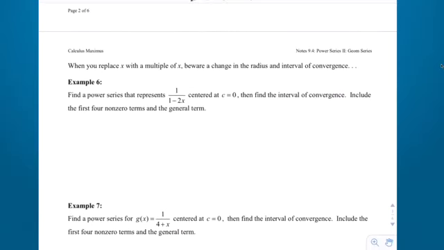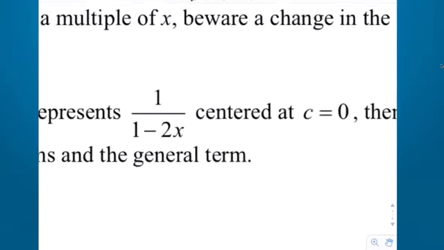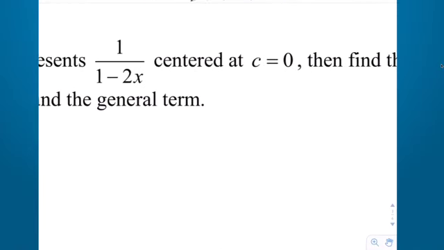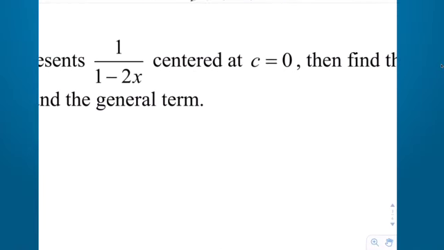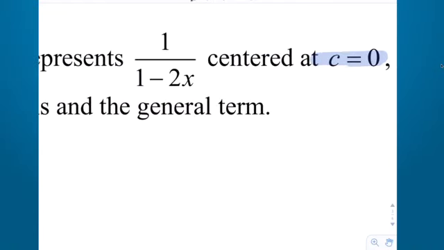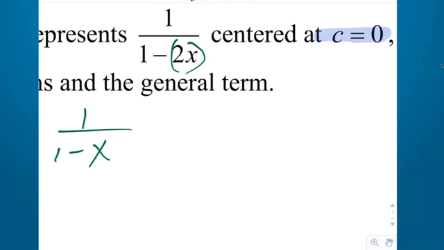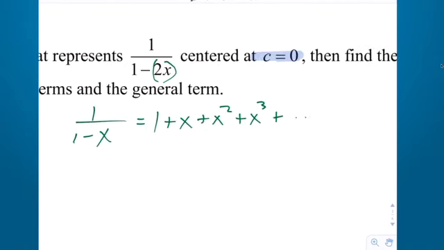Okay, let's do this one. 1 over 1 minus 2x, centered at 0. We haven't been answering the question in full. We haven't been finding the new interval of convergence, so let's do that on this one. I can modify this one pretty easily just by replacing x with what? 2x. So let's go ahead and set it up. We'd start with 1 over 1 minus x, and it's kind of nice to have that one listed first because it's your reference one, plus x to the n plus dot, dot, dot.